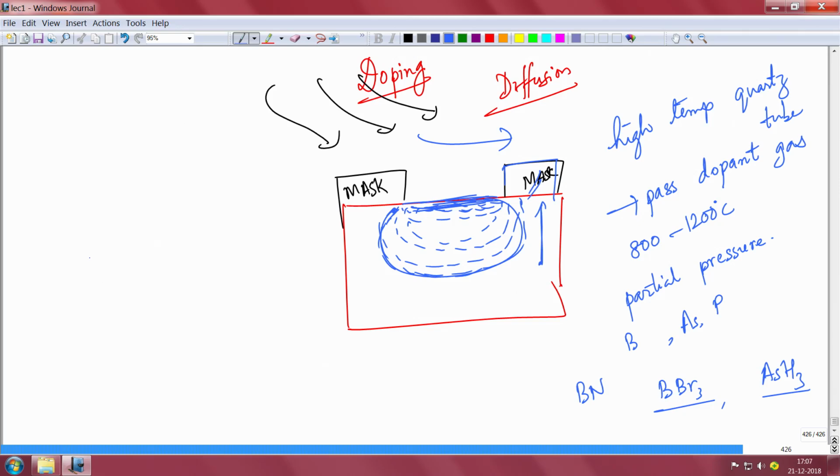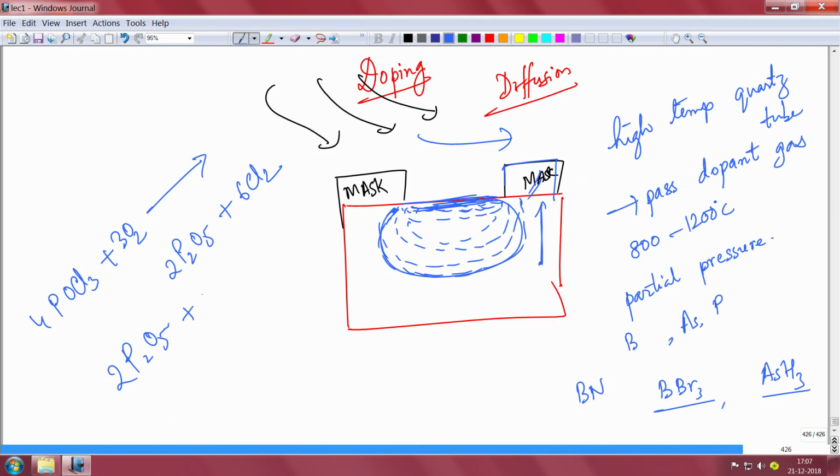For example, you might take phosphorus trichloride. If you put it in an oxygen environment and pass it, you will eventually get phosphorus pentoxide plus chlorine. This pentoxide will form a glass on the silicon wafer, which is then subjected to reduction to release phosphorus. So you subject it to the heated silicon, and it will form phosphorus plus silicon dioxide.